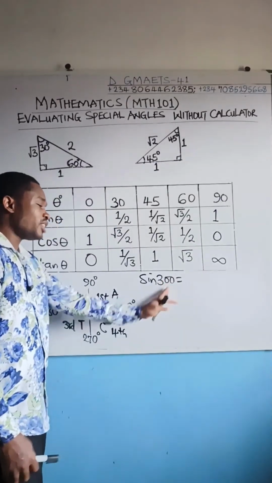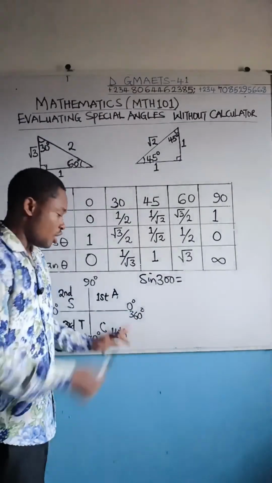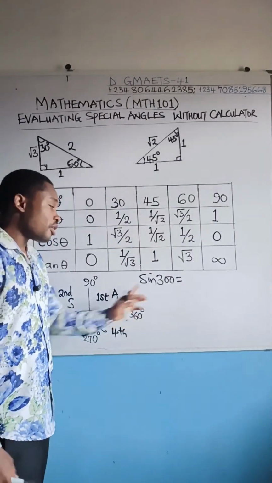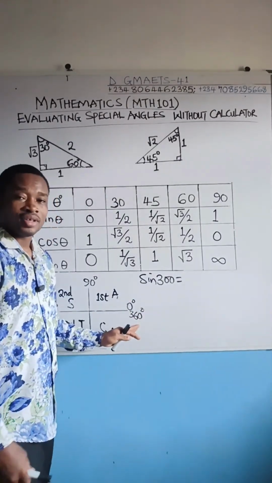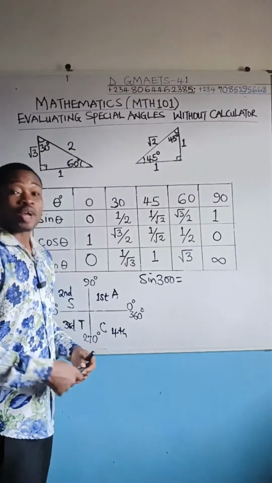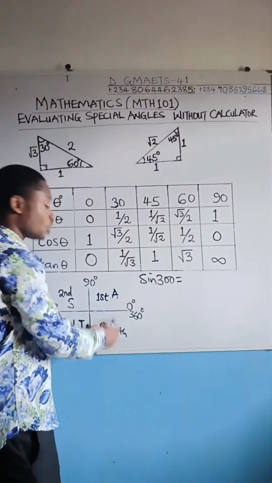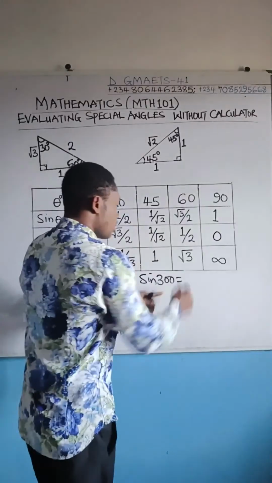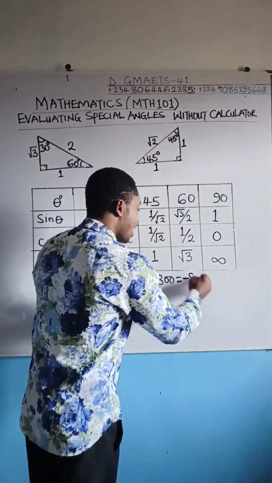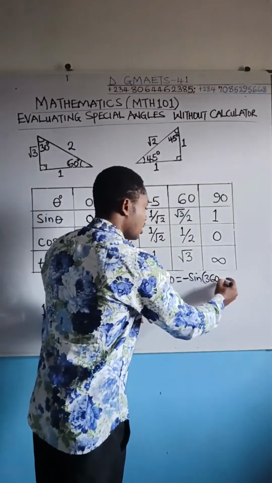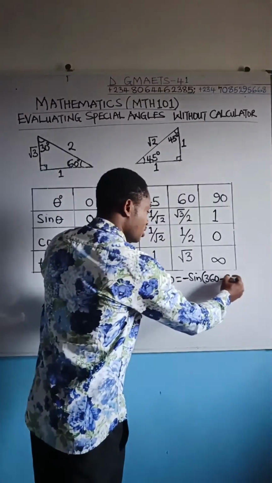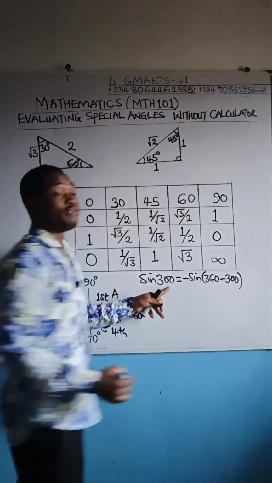So we shall subject this 300 to the power of 360. Now 300 is not up to 360. Therefore, we shall be subtracting these angles in the fourth quadrant from 360. Sine 300 is equal to minus sine of 360 minus this angle whose sine you are trying to evaluate.